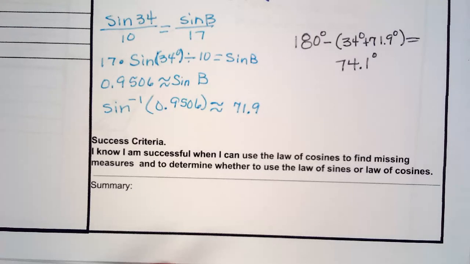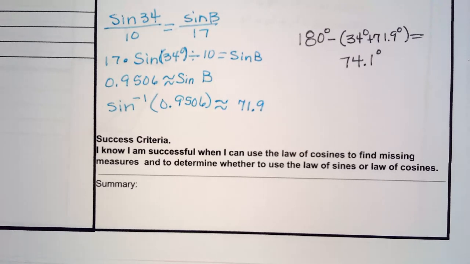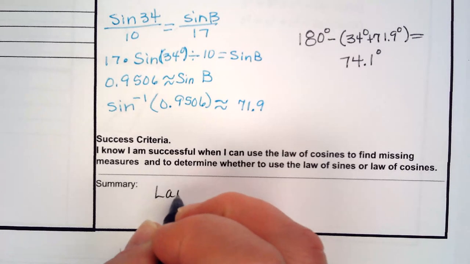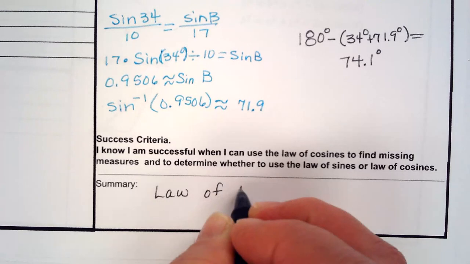How do you know you're successful? When you can use that law of cosines to find missing measures, and when you know whether to use the law of sines or the law of cosines to solve. Law of cosines.